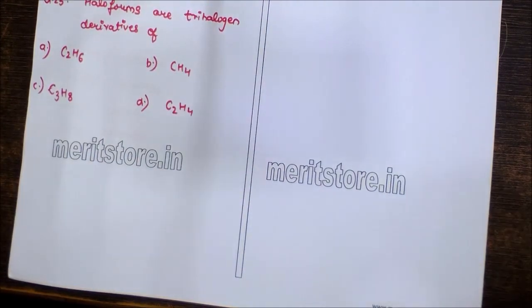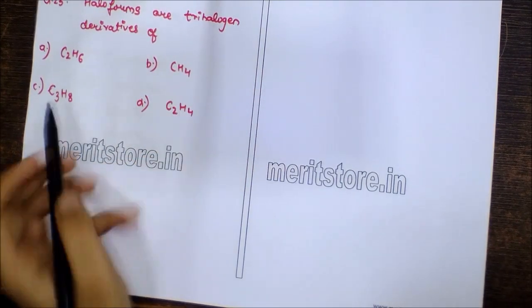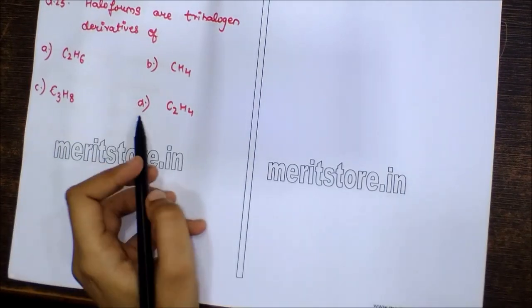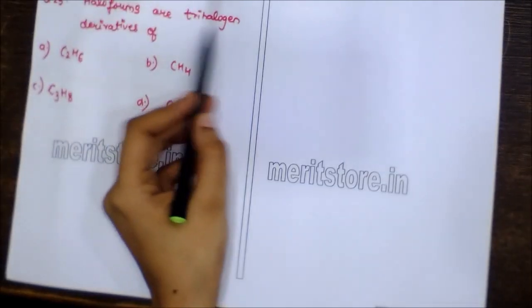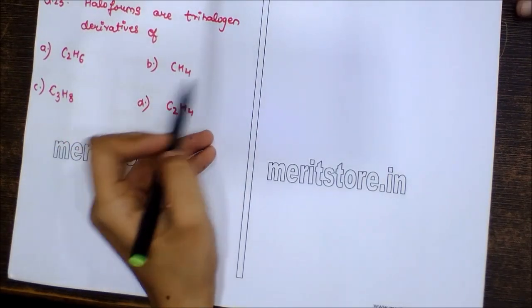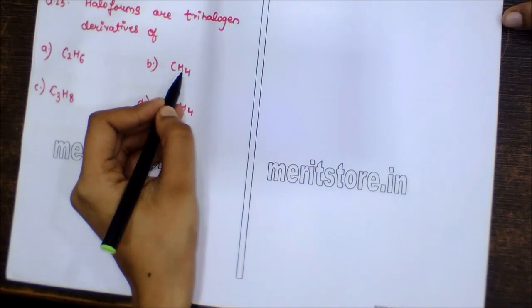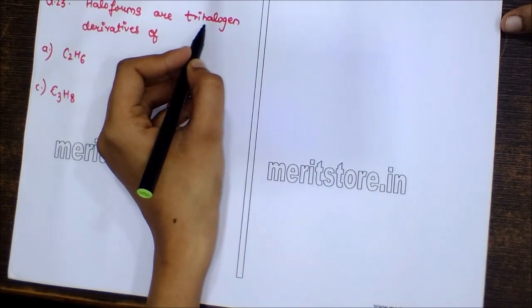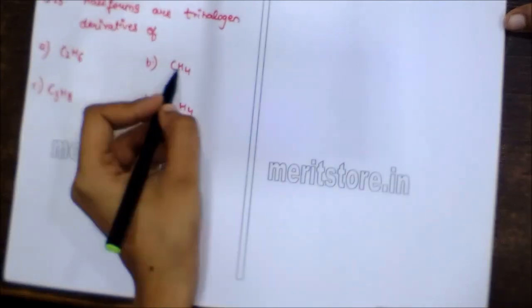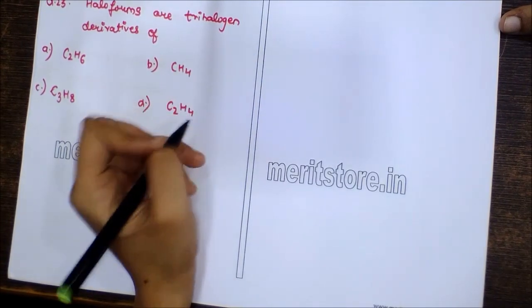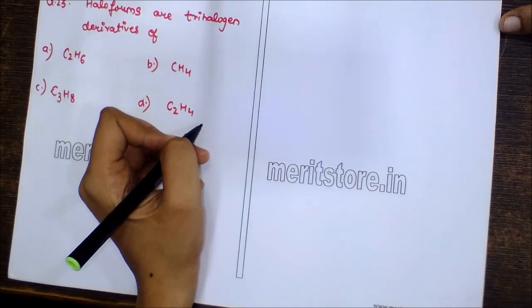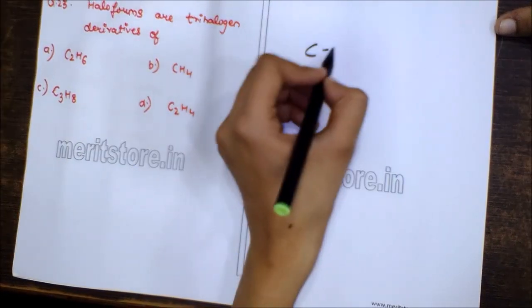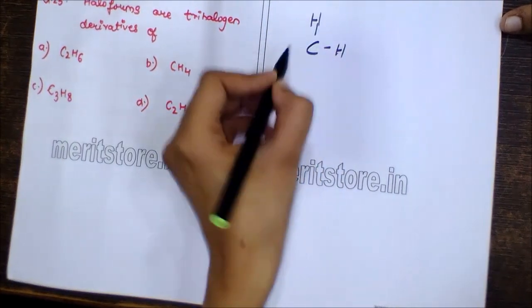Question 23. Haloforms are trihalogen derivatives of: A. C2H6, B. CH4, C. C3H8, D. C2H4. The trihalogen derivative will be of CH4, wherein 3 H's will be replaced by halogens, that is, 3 times halogen, where the 3 H's are replaced by 3 different halogens, or one halogen. Let's say this is CH4.